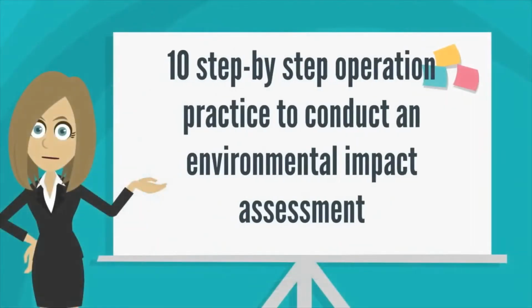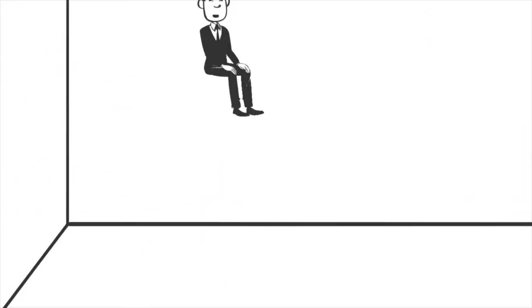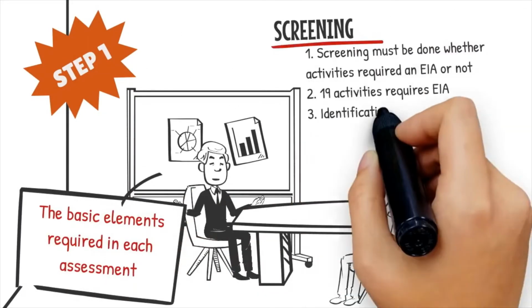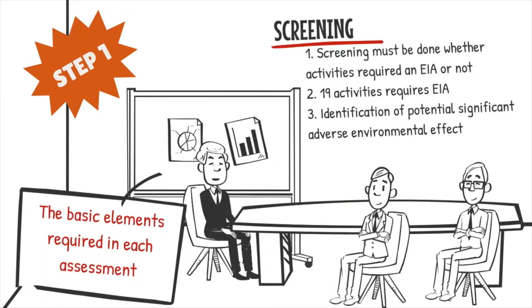Hello everyone. In order to conduct environmental impact assessment, there are 10 steps of operation practices that need to be followed. After a project is proposed, a screening process will be conducted before an assessment takes place. Screening must be done to determine whether activities require an environmental impact assessment or not. This step determines whether or not environmental impact assessment is required for a particular project. The level of assessment is also determined in this step.